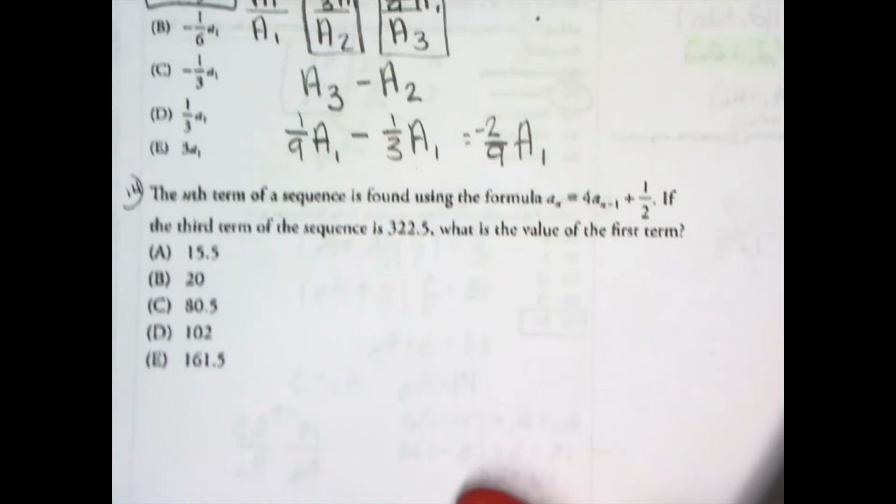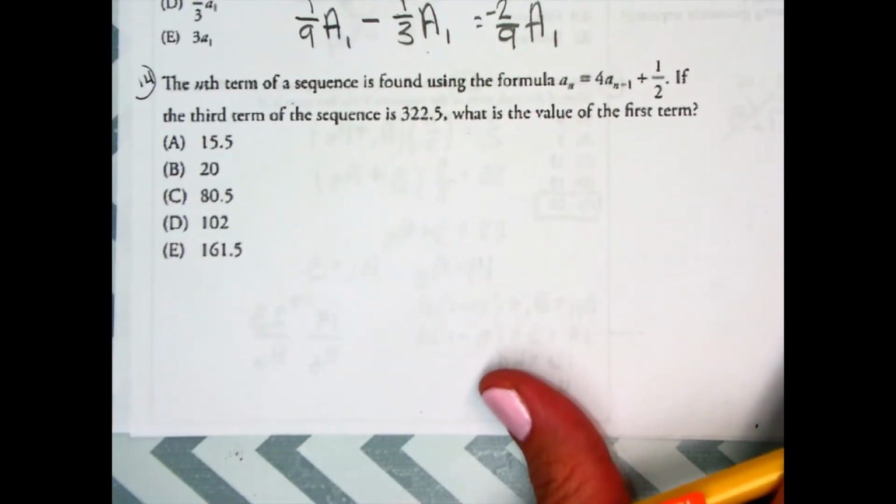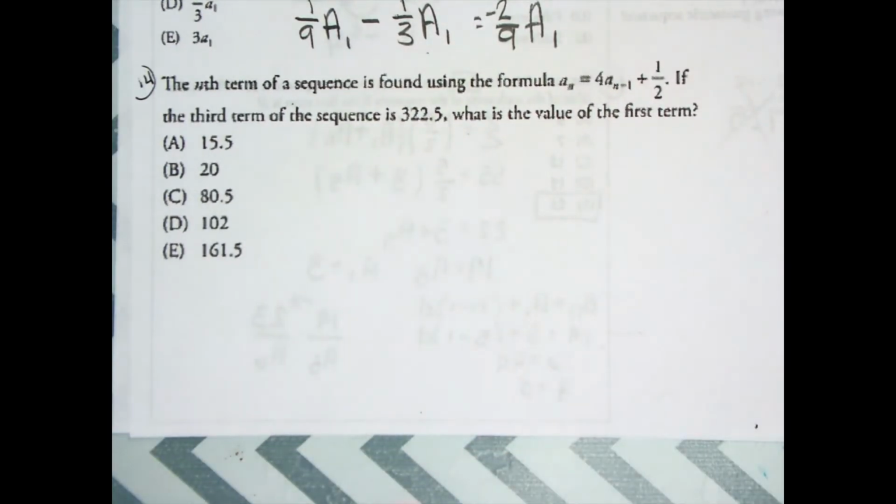All right, number 14, the nth term of a sequence is found by using the formula a sub n equals 4 a sub n minus 1 plus 1/2. If the third term of the sequence is 322.5, what is the value of the first term?